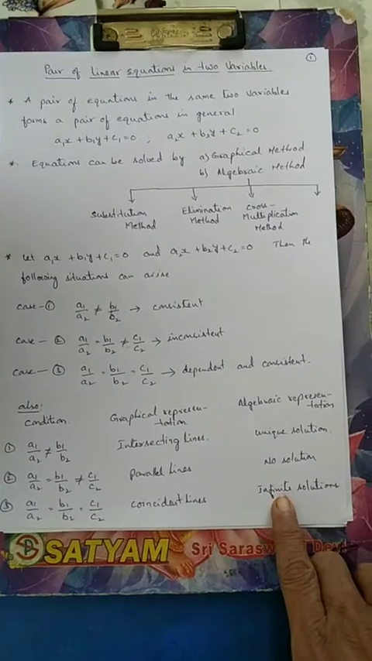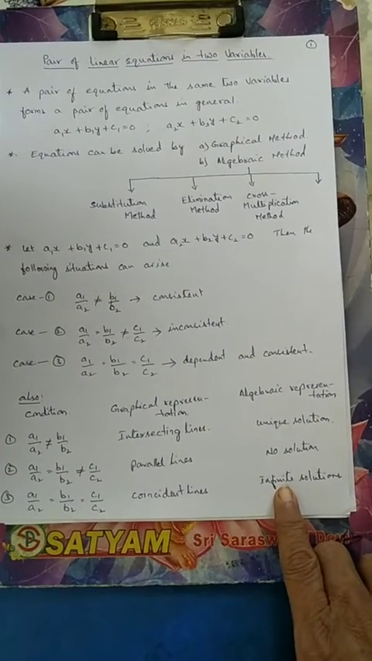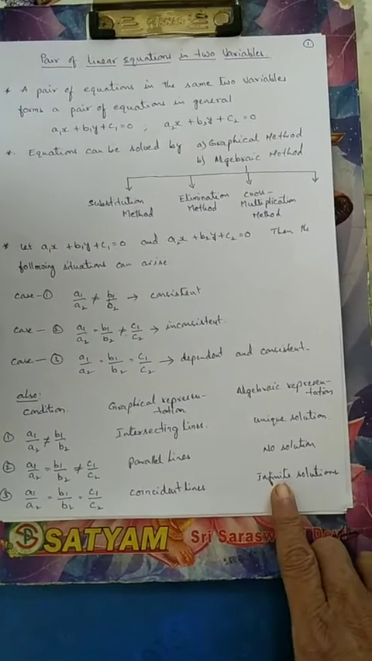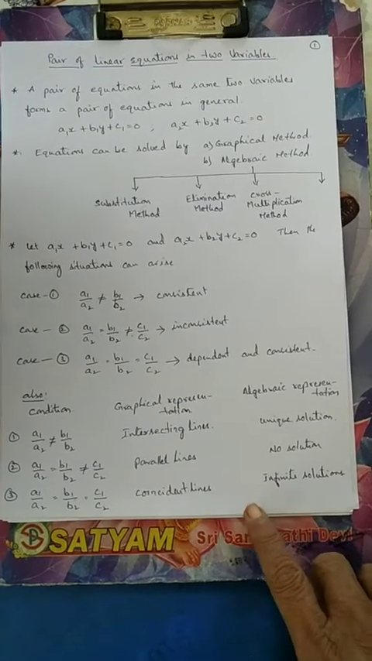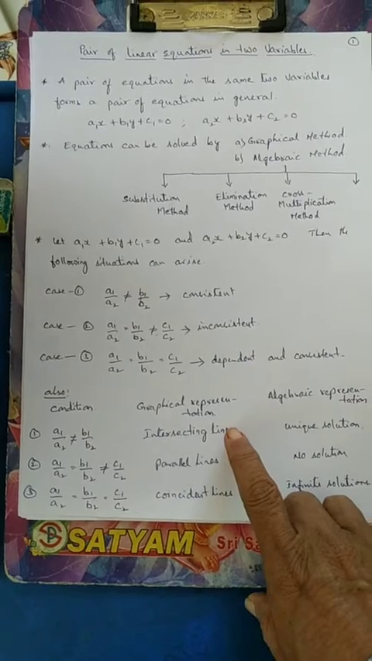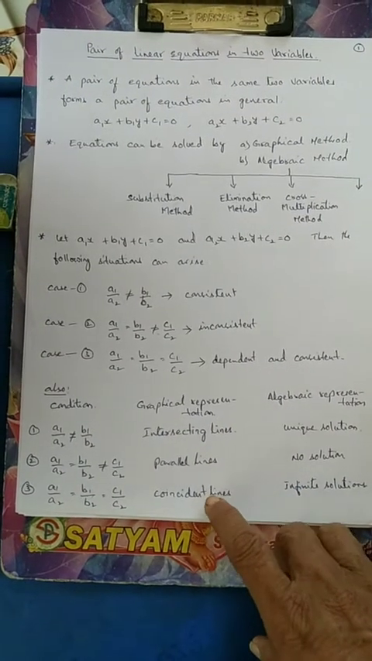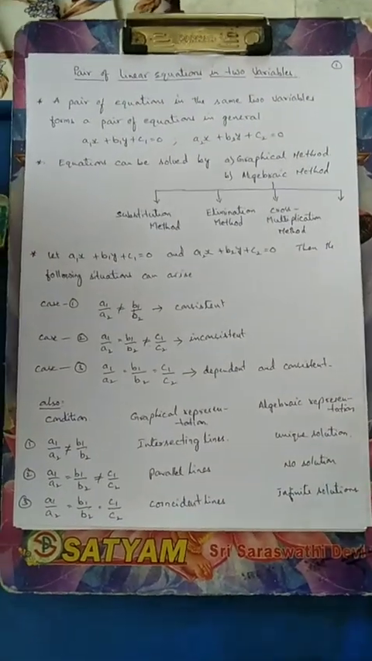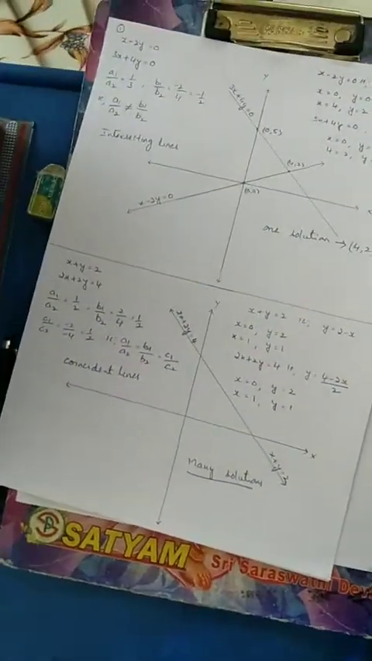Is it clear, all of you? So by graphical method, by algebraic method, we can solve. By graphical method, we can solve intersecting lines, parallel lines, and coincident lines. Let us take one example here.